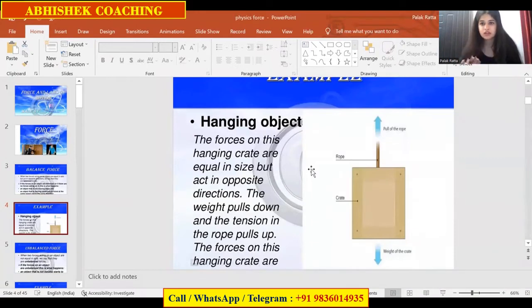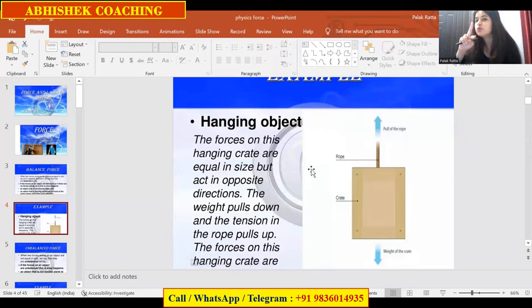You know that there is a gravitational force, so everything we drop from a building, from a height, will go down. But if we tie something with a string, it will stay still. How is this possible? Because of balanced forces.